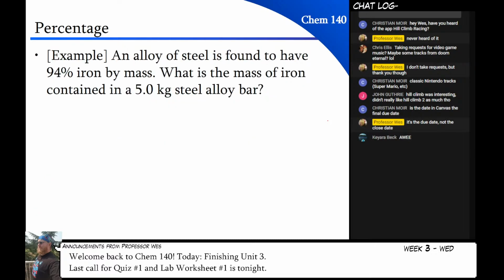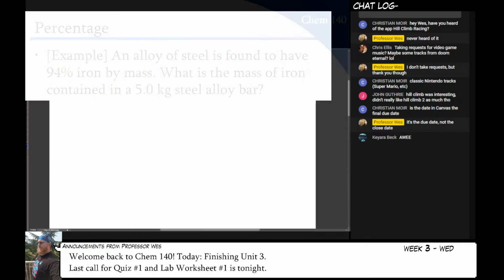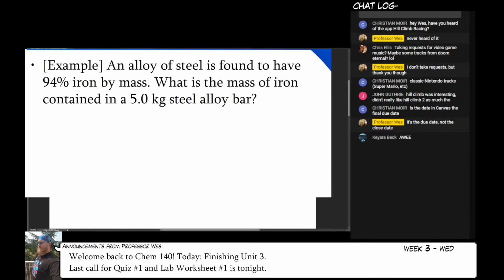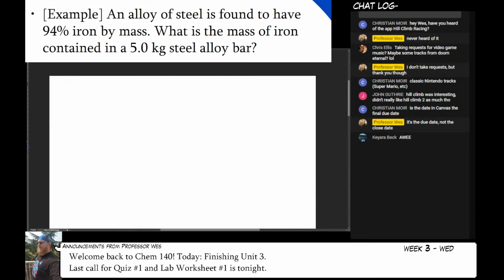Let's do something a little more practical. I have a 5 kilogram steel alloy bar, and steel is 94% iron by mass. What mass of the 5 kilogram steel alloy bar is actually attributed to iron? Now, this is another problem where you're probably like, well, I just take 0.94 and times it by 5, and you just know how to do that. But how do we do that to show that the dimensional analysis makes sense? And I'm going to show you that here so that we can ascertain that, like, yeah, we're allowed to just multiply these two numbers together.